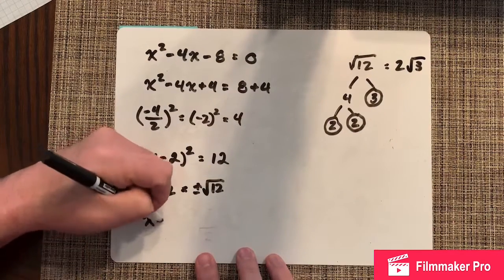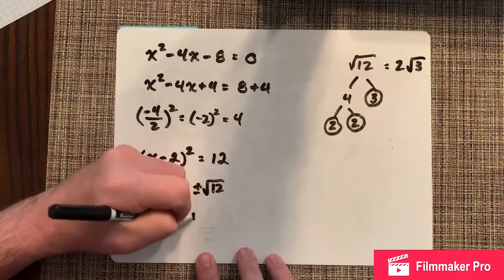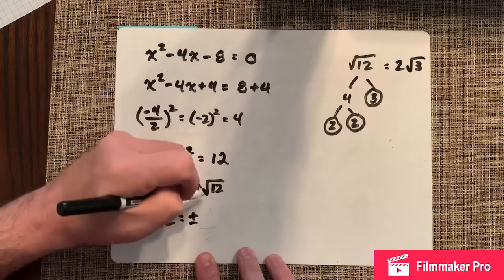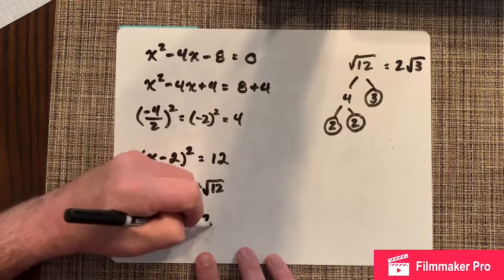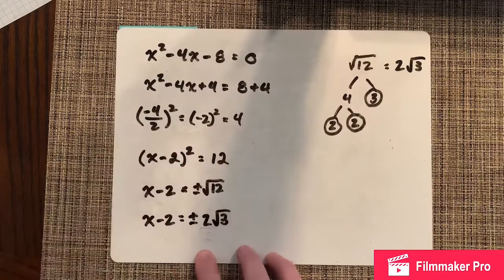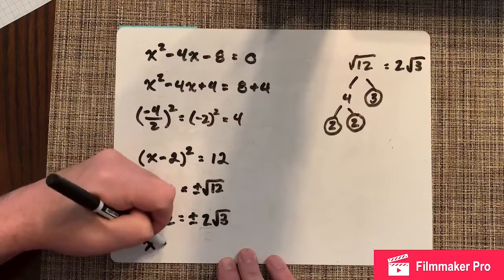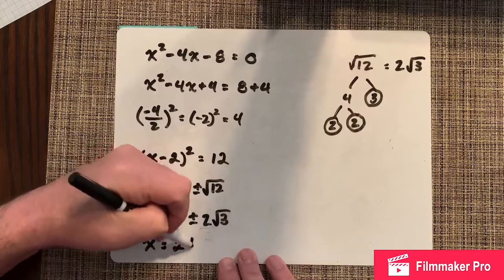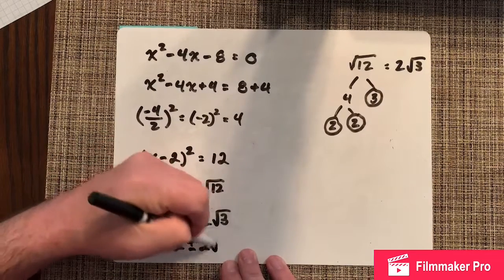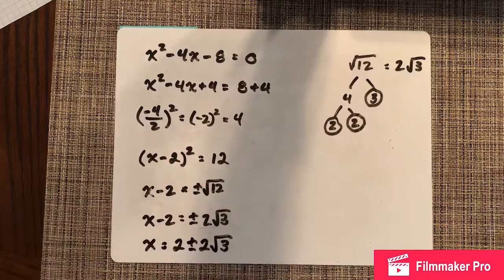So x minus 2 equals plus or minus, and we'll just substitute root 12 for 2 root 3. Okay, now we're going to bring that negative 2 over in front of the plus minus. And x equals positive 2 plus or minus 2 root 3. And those were exactly the 2 solutions that we started with. And so we know we got it right because we got at the end what we started with at the very beginning.